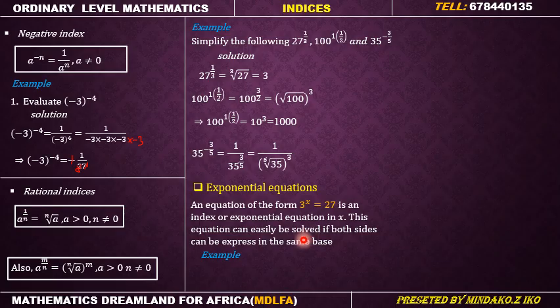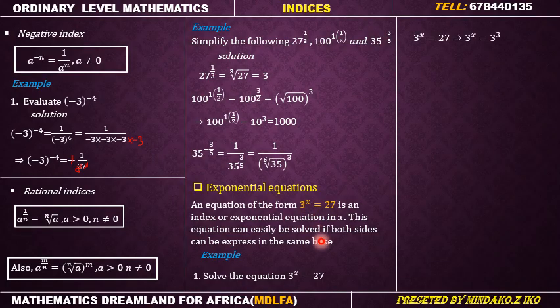All right, let's look at some examples. Solve the equation 3 raised to the power x being equal to 27. So we are solving this equation here. Let's look at the solution. 3 power x equals 27, which implies that 3 raised to the power x is equal to 3 raised to the power 3. Why did I choose to raise it to the power 3? Because 3 times 3 times 3 is 27.